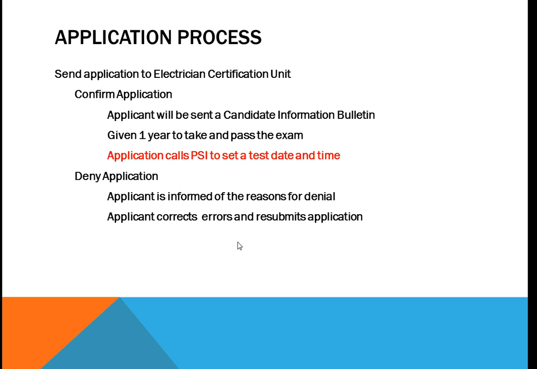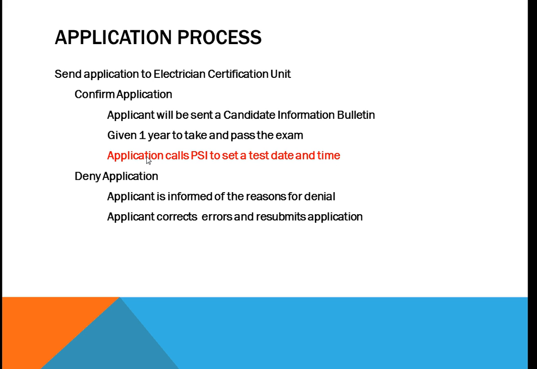The process is fairly simple. The application, along with the check, is sent to the certification unit, and the applicant will either be confirmed or denied to sit for the exam. If the applicant is confirmed to sit for the exam, then they will be sent a candidate information bulletin. And then you'll have 1 year to take and pass the exam.